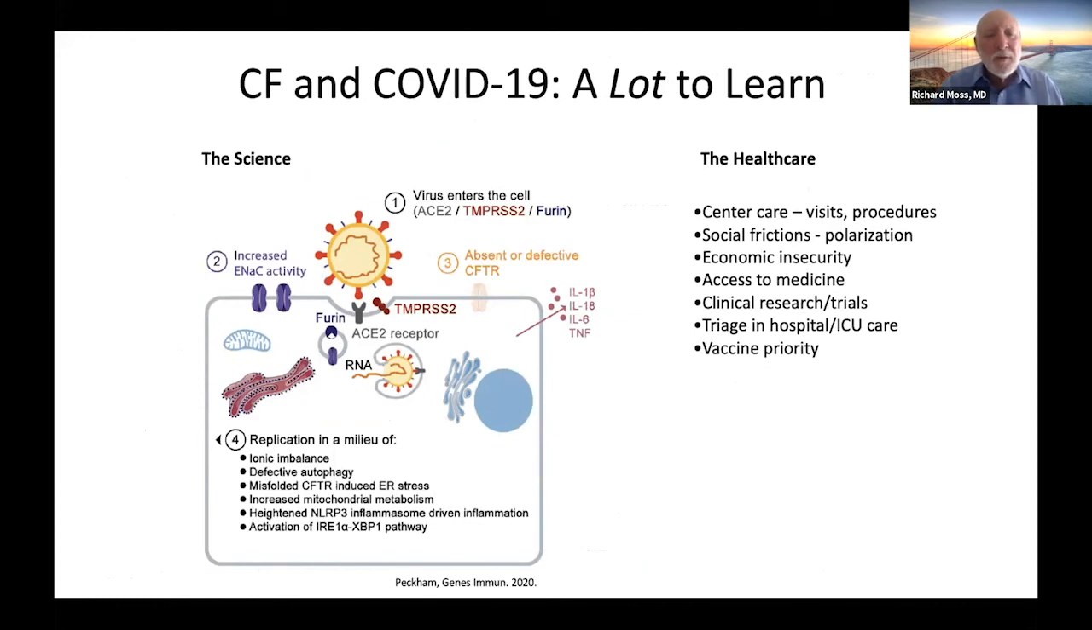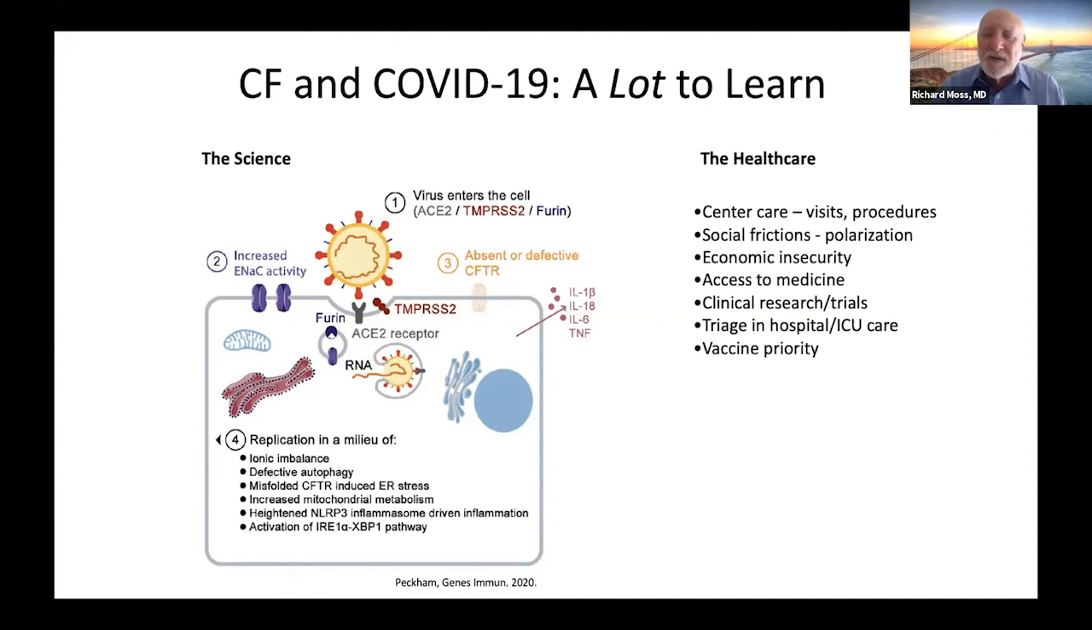We don't know much about the science of COVID as it applies to cystic fibrosis. We don't know how well CF people express or don't express the receptor. We don't know how that receptor interacts with CFTR or ENaC. We don't know what the implications are in the generally hyperinflammatory environment of the CF cell. And we don't know much about the implication for healthcare at this point.